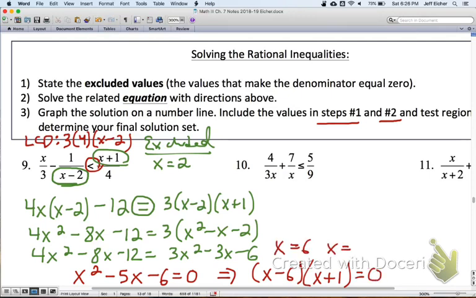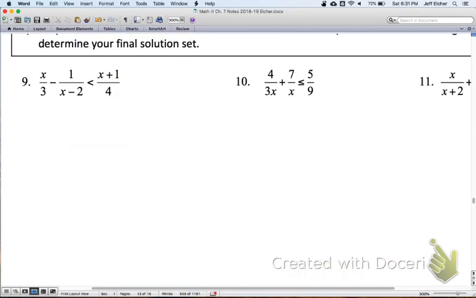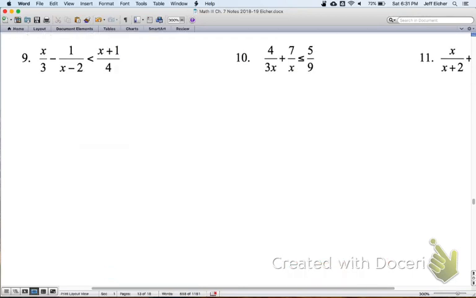I hope your writing is smaller than mine, because I surely ran out of space. So we get a 6, a negative 1, so let's remember all those values. 6, a negative 1, and a 2, the excluded value 2. So negative 1, 2, 6, remember that. Much more space now. So we had an excluded value of 2, and we had x equals 6 and x equals negative 1.